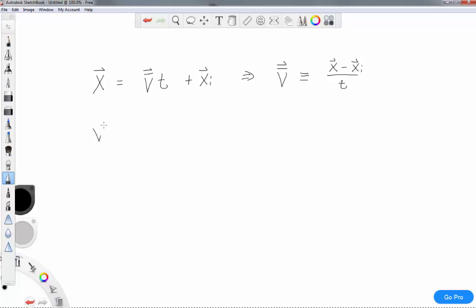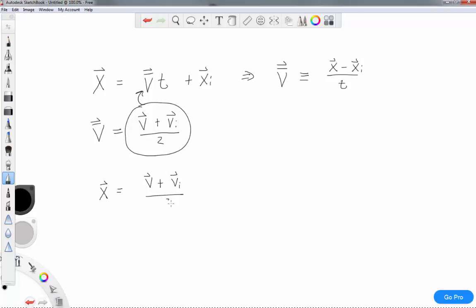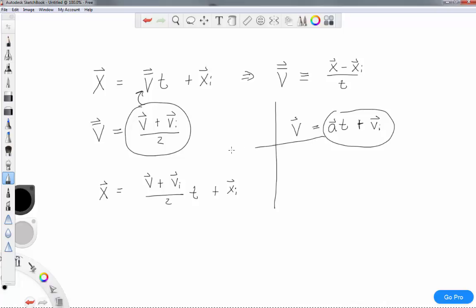Alright, but now we have this other equation that says that the average velocity is the velocity plus the initial velocity over 2. So what we're going to do is substitute this into our position versus time equation for the average velocity. So what that means is that x should look like v plus v initial over 2 times time plus x initial. Now with that said, we just wrote down that for constant acceleration, v is equal to the acceleration times the time plus the initial velocity. So we can substitute this into the equation that we just obtained for this term right here, the velocity term.